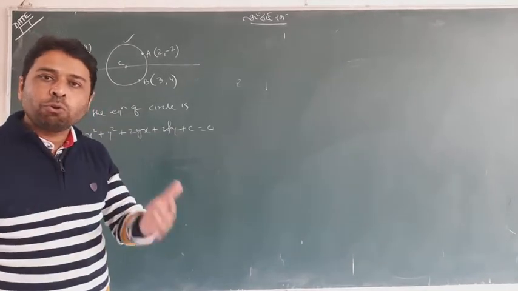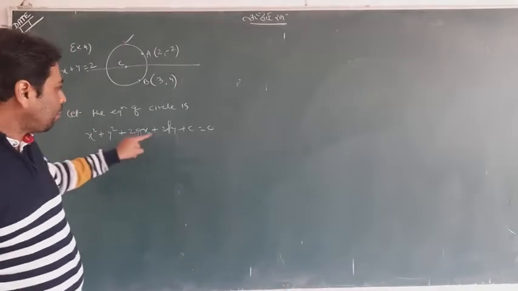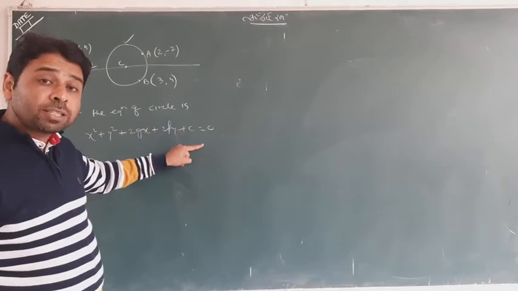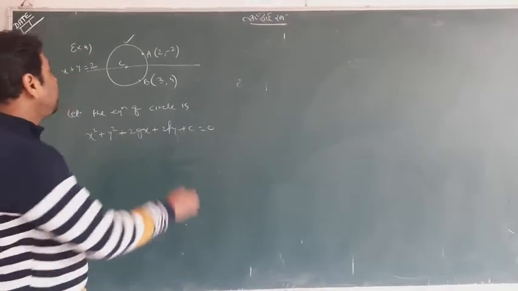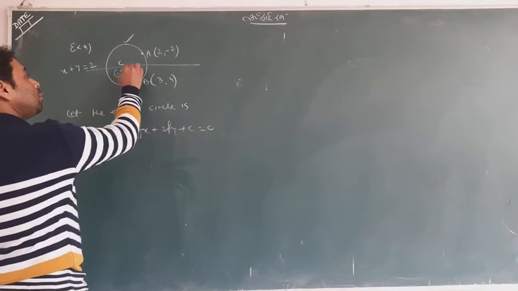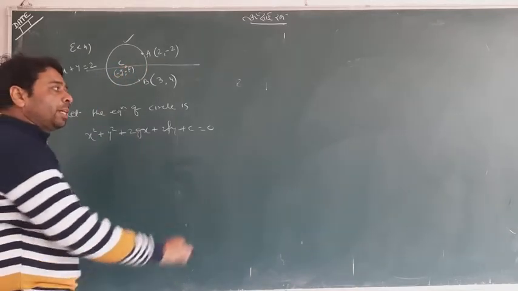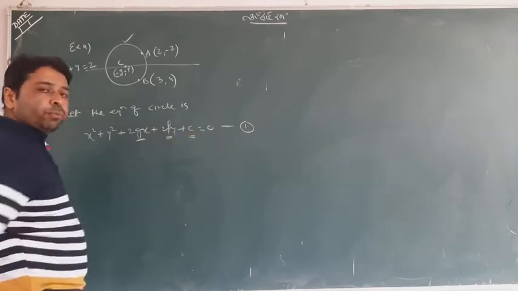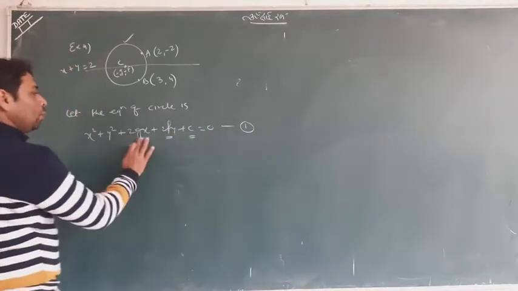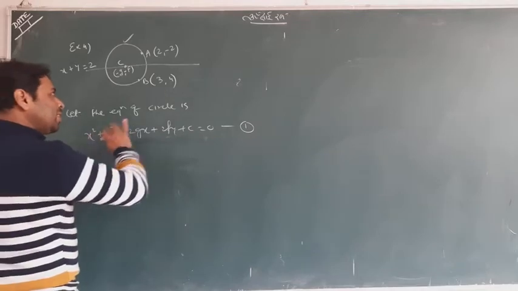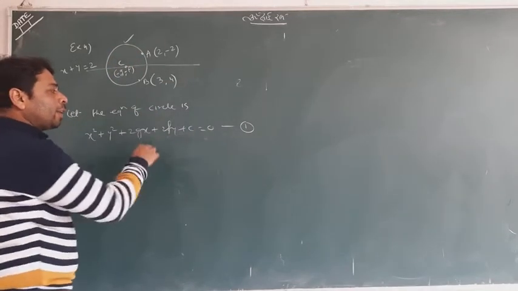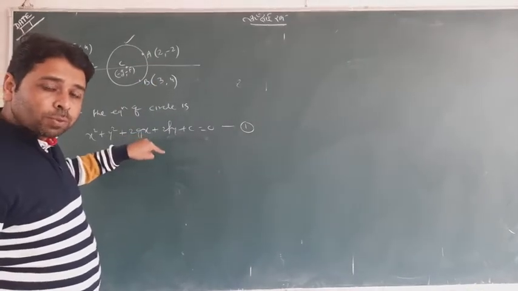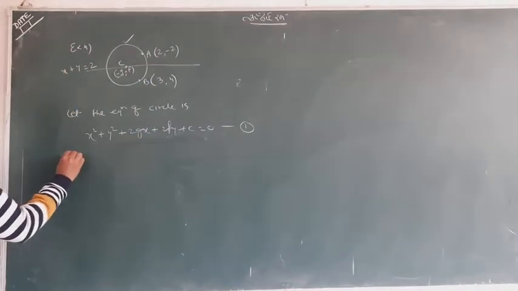So how can we find them? Look, I tell you. About this circle you know lots of things, like its center is (-g, -f), because you considered the equation like that. But you don't have g, f and c, so you will find them. Now, because this circle passes through A and B, both will satisfy this equation.